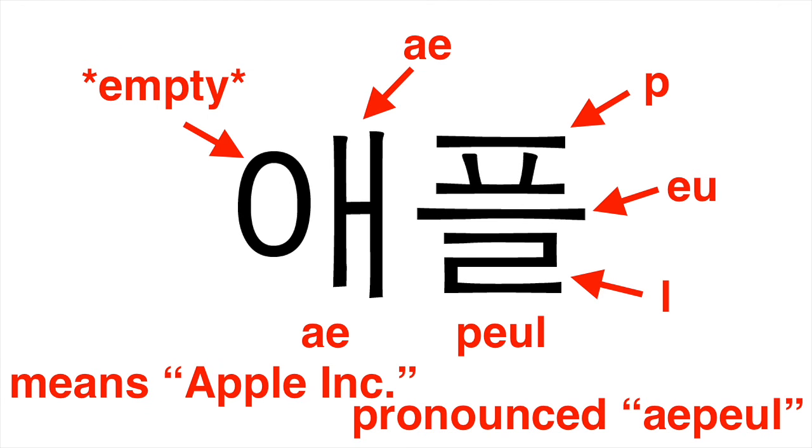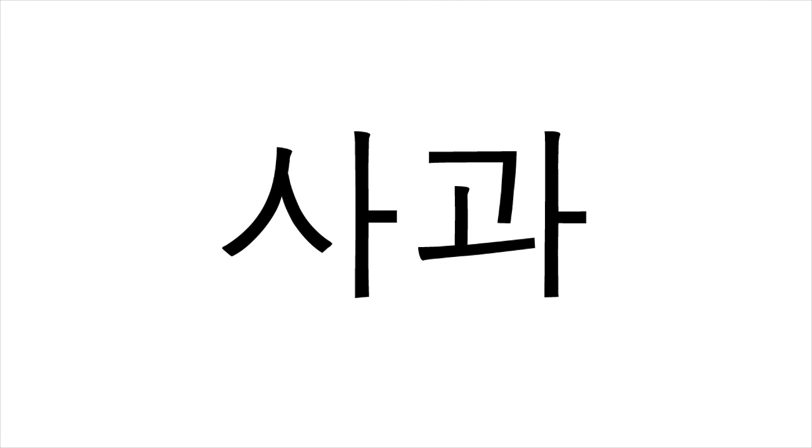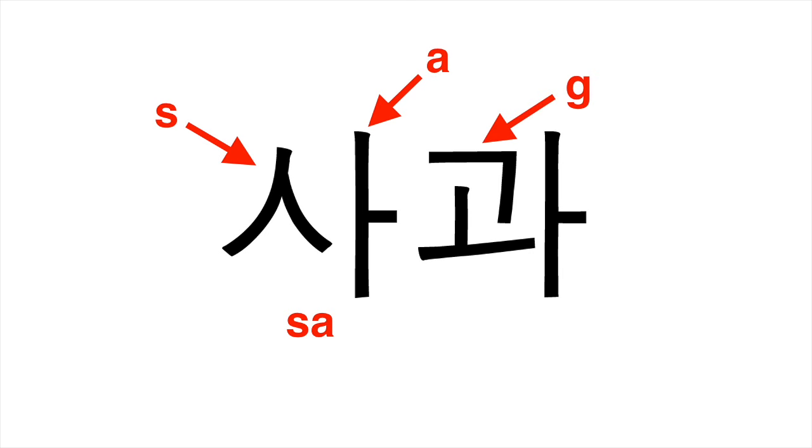It doesn't mean the fruit because we have a separate Korean word for that, which is this one. The first letter has Shiot, which has an S sound, and the vowel is A, so it's Sa. The second letter has Giot, which has a G sound, and there are two vowels, O and A.